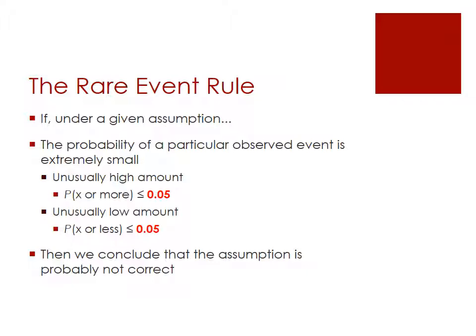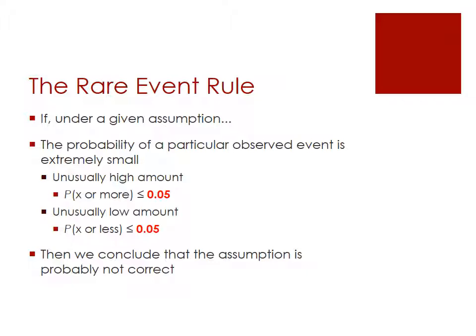So here we see an unusually high or unusually low amount is something that falls at or below a probability of 0.05. Now that 0.05, remember, is not just a magic number we've pulled out of nowhere. That 0.05 is the 5% that lies outside the 2 standard deviations from the mean.